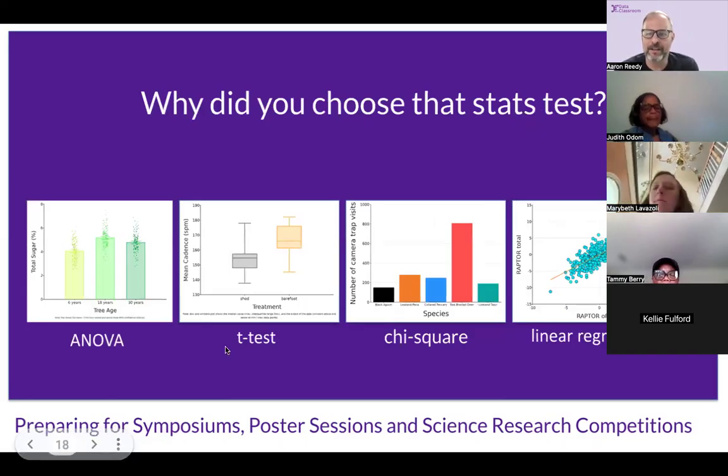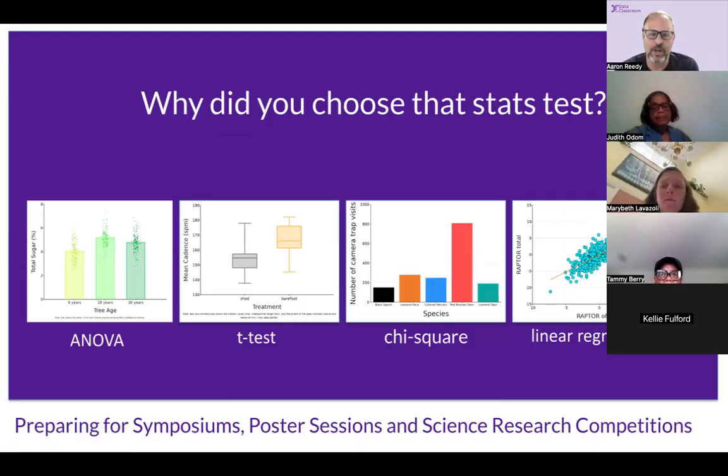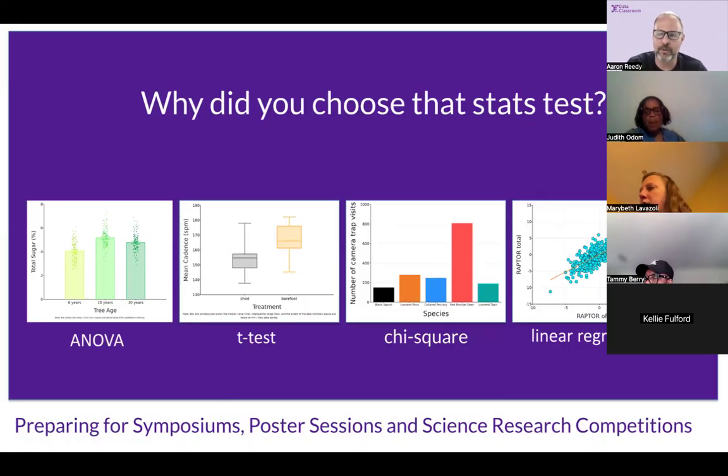And this is the way that I think is most common for a judge to ask about your statistics, right? They're not going to ask you what your p-value is because you probably have already presented that clearly on your slide or in your poster or even in your verbal presentation. But they might say something like, "Hey, I see that you did a t-test there. Why did you choose that test?" Or "I see you did a chi-square, or I see you did an ANOVA. Why did you choose that test?"